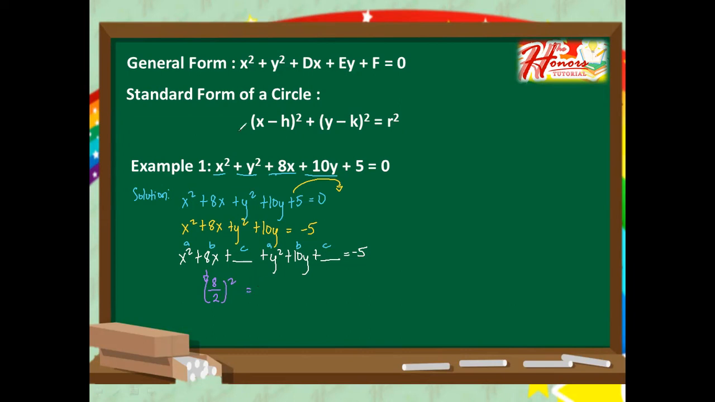So let's solve first. 8 divided by 2, that is 4. And then don't forget about the exponent, so raised to 2. Remember, 4 raised to 2 is not equal to 4 times 2. That is a no-no here. You have to expand it, then it will become 4 times 4.